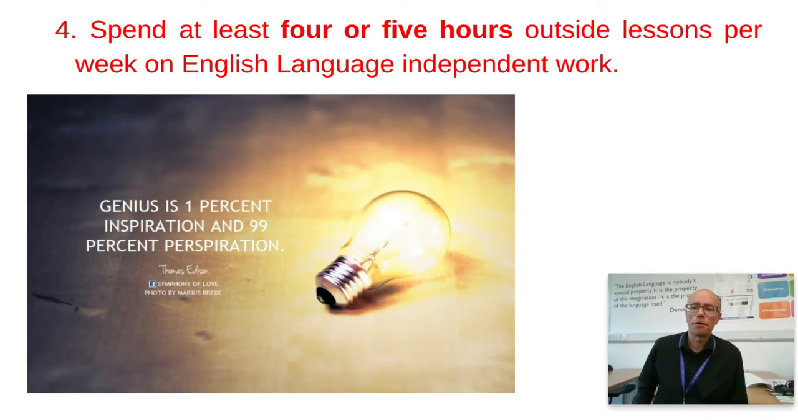Now then, this is an important one. Spend at least 4 or 5 hours outside lessons per week on English language independent work. This takes a bit of time to get your head around because you're coming from school where every single session is a lesson from 9 o'clock in the morning to 3:30. And you're coming here and maybe you only have 3 out of the 5 lessons in a day where you're actually being taught. That's been purposefully done in order for you to crack on with your independent work. So you're going to get 5 hours of English language per week. On top of that, you need to be doing 4 or 5 hours independent work on English per week.